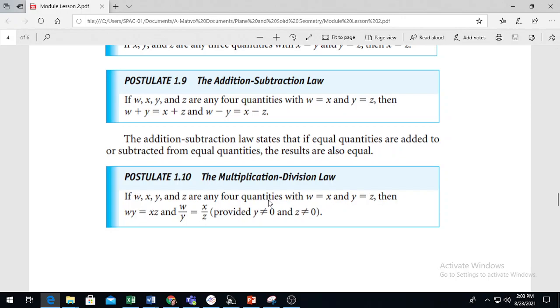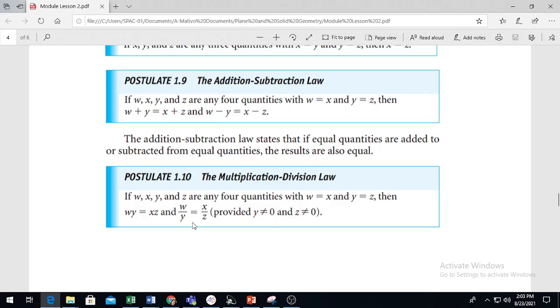For postulate 1.10, we have the multiplication division law. Given four quantities W, X, Y, and Z, with W equals X and Y equals Z, then the multiplication of W and Y is equal to X multiplied by Z, and the division of W and Y is equal to the division of X and Z, provided, however, that in your division there is no zero as the denominator.